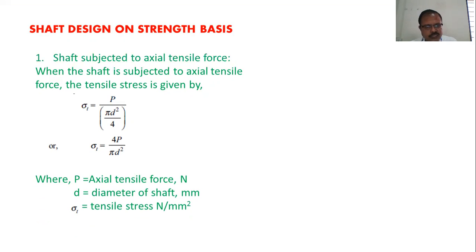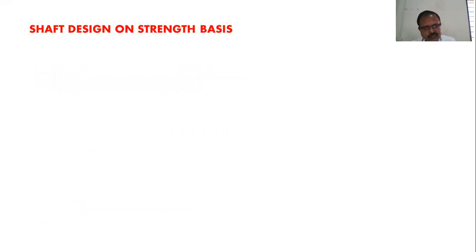One thing should be noted, we will not use ultimate tensile stress in this case because the shaft is made up of ductile material and therefore yield stress is going to govern the things, and therefore sigma t will be calculated as SYT divided by factor of safety.